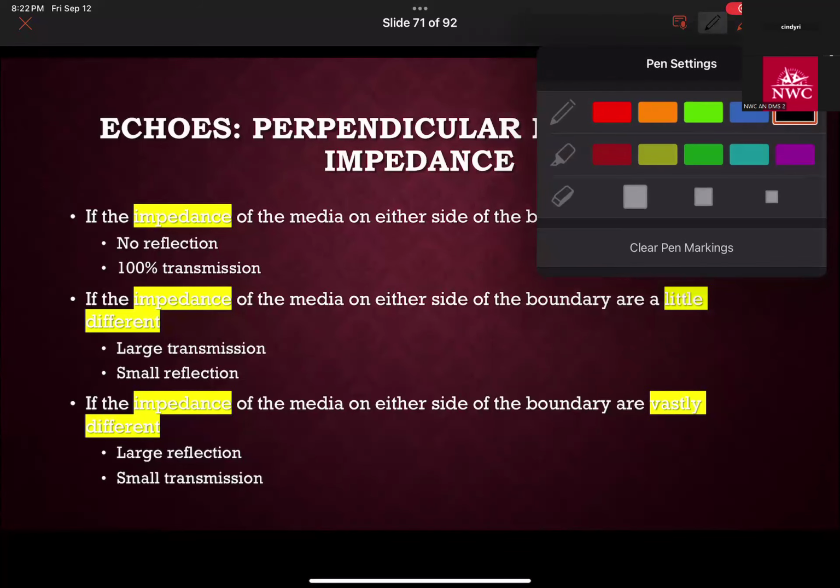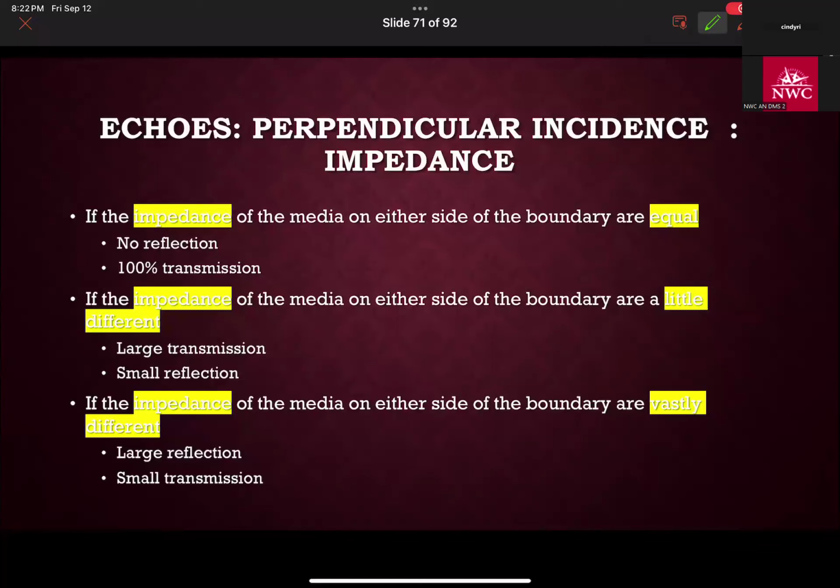Okay, the second scenario that you should know is what happens when there is a little bit of a difference, so a little difference in impedance. Well, if there's a small difference in impedance, then you're going to have a larger transmission and a smaller reflection. Okay. And then in the case of vastly different impedances, you're going to have a very large reflection and the opposite, a very small transmission.